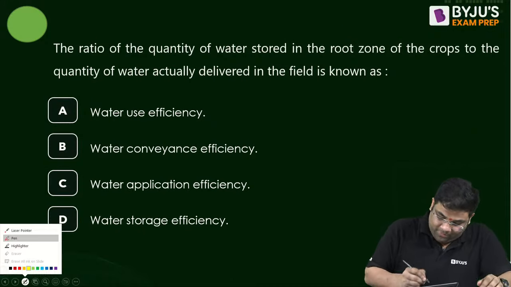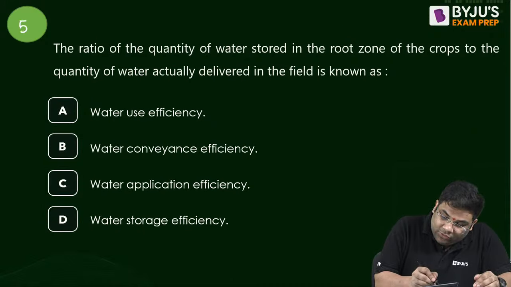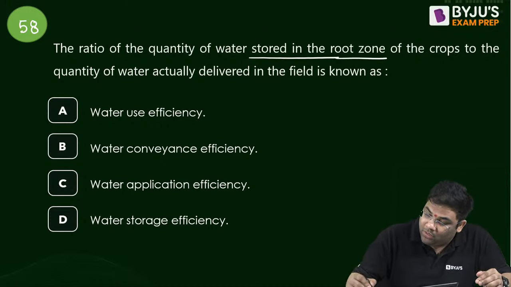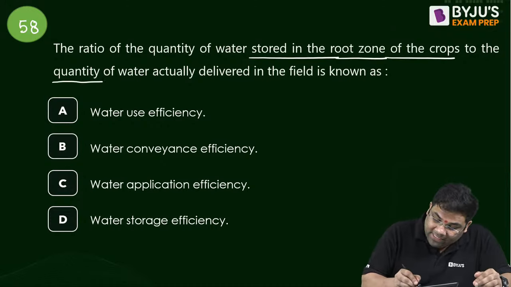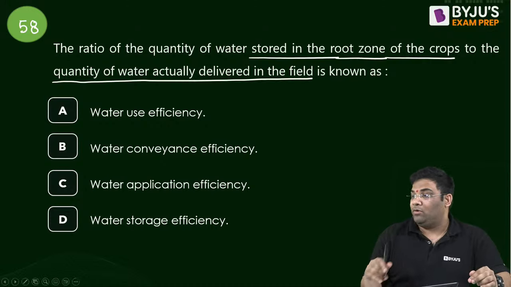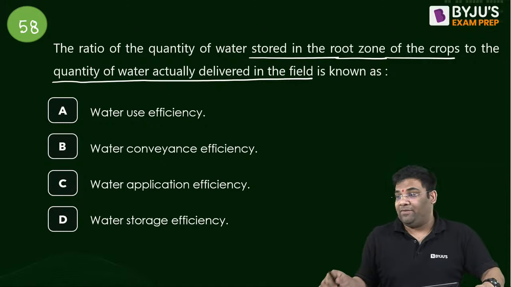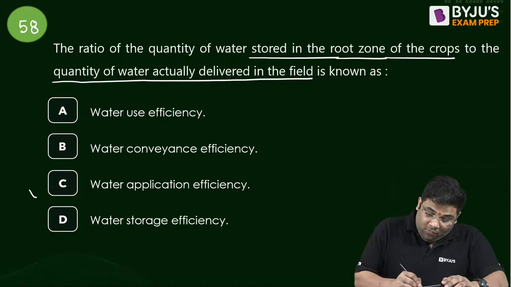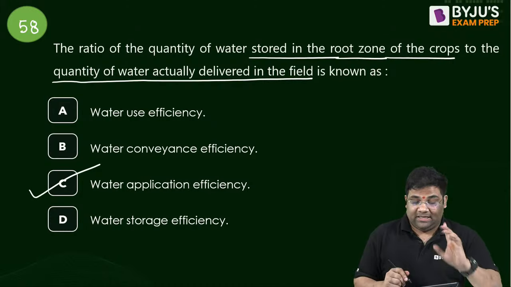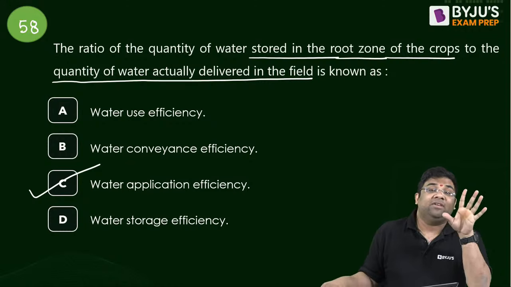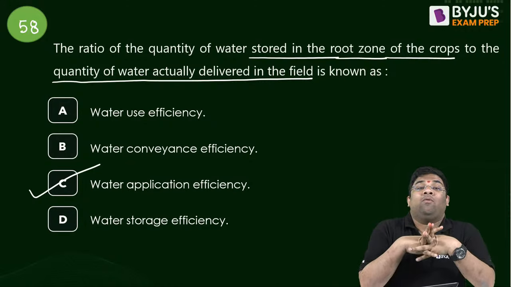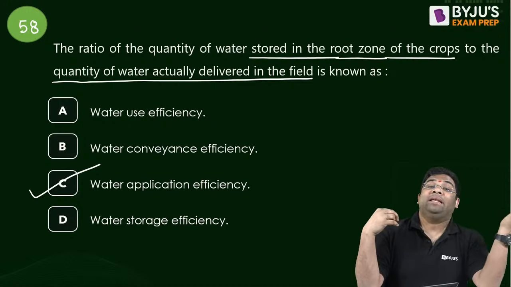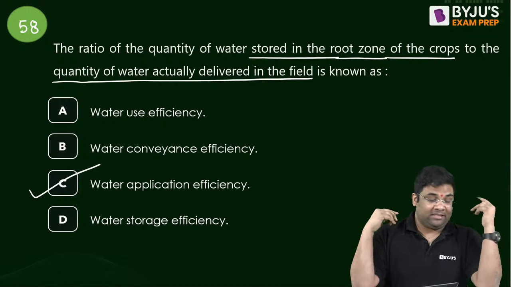58th question. Come on, quickly. The ratio of the quantity of water stored in the root zone of the crops to the quantity actually delivered to the field is known as what? I discussed this yesterday when I was discussing the formulas of hydrology and irrigation. Yes, the answer is water application efficiency. What is conveyance efficiency? It is the water delivered to the field divided by the water diverted from the main canal, right? That is water conveyance efficiency.